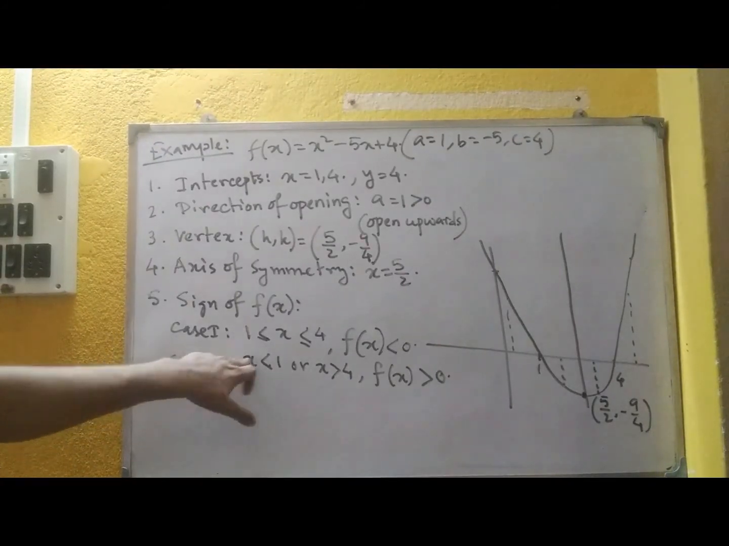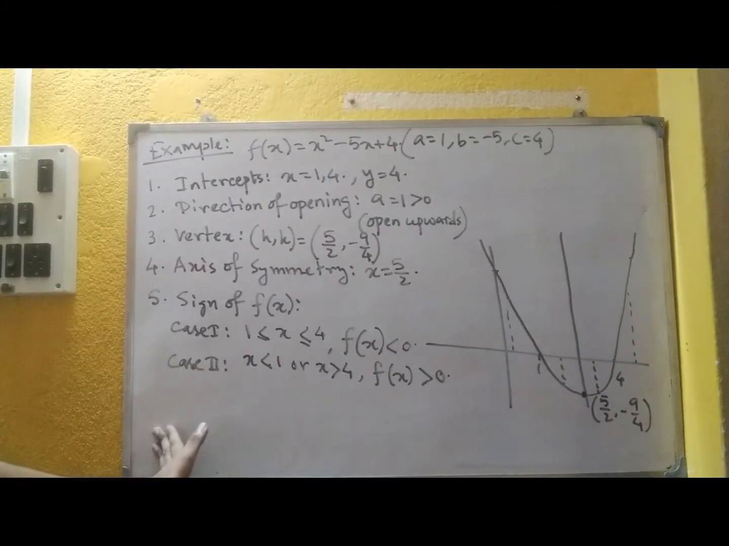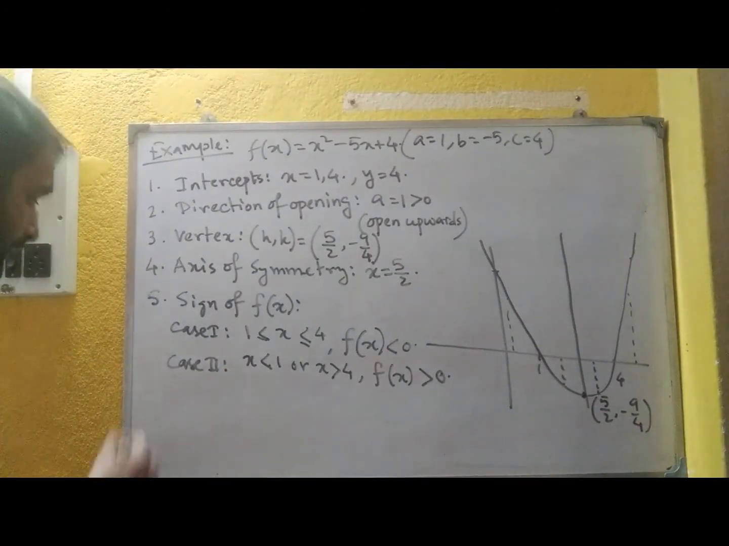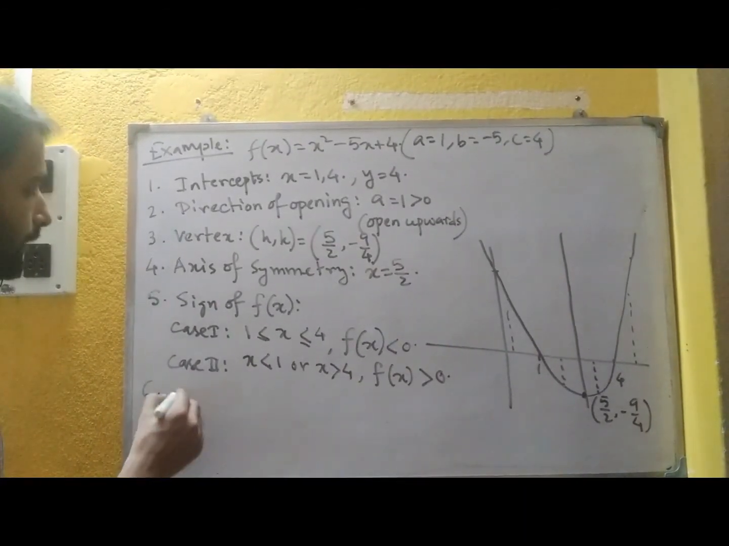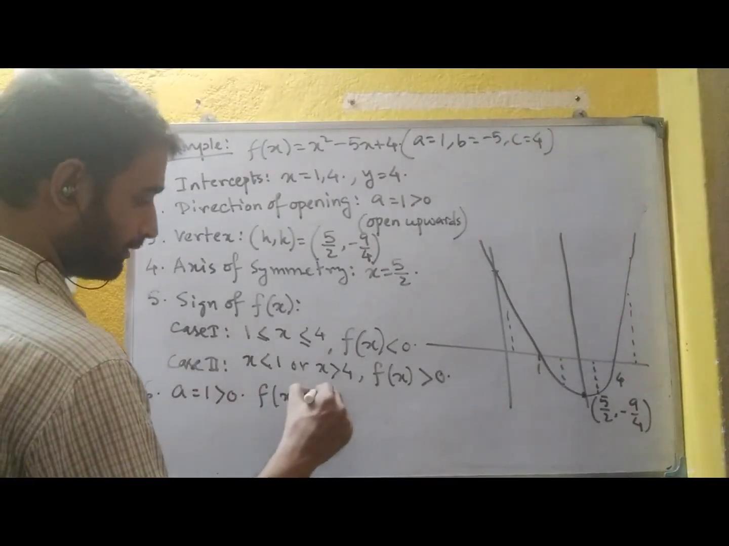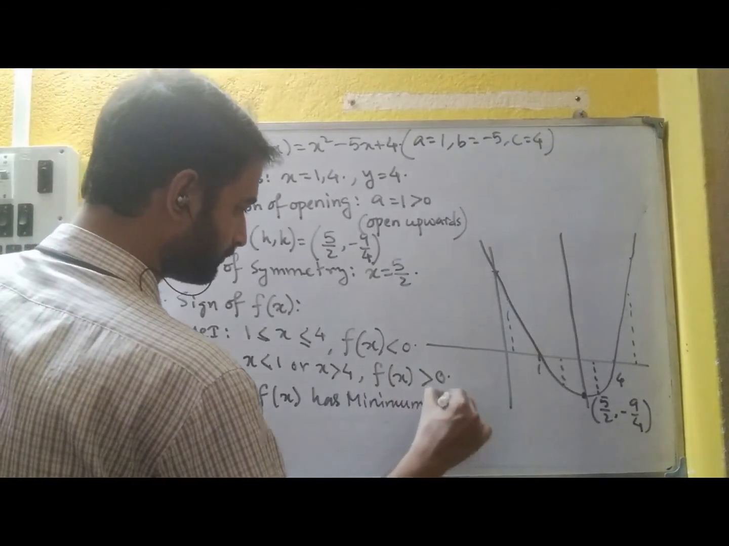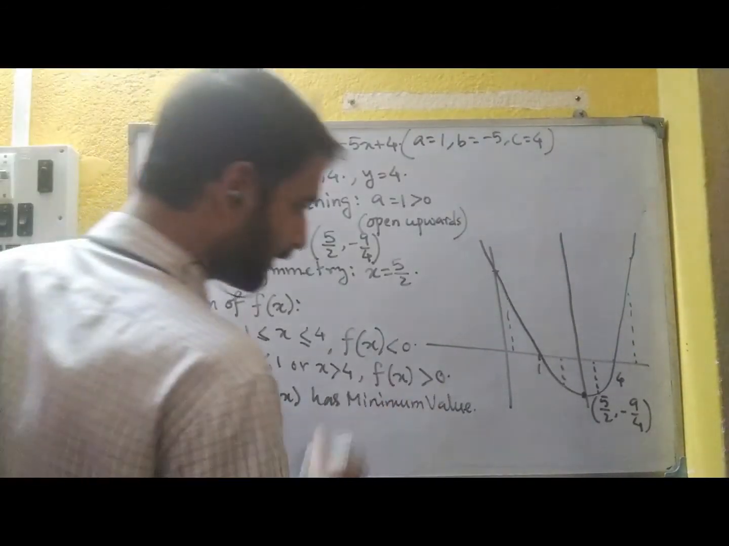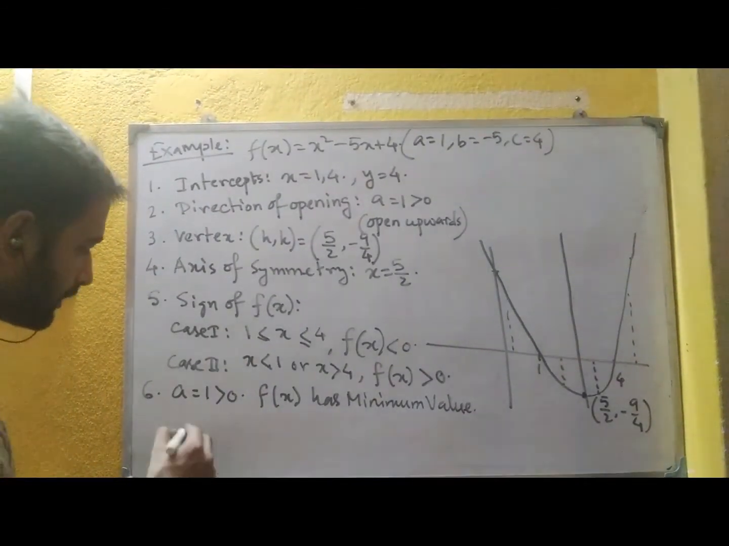So the sign of the expression is given like this. If it is between the roots 1 and 4, then the sign is negative. If it is outside the roots, meaning it is on the left side of 1 or on the right side of 4, the expression is having a positive sign. And the final thing, number 6, is the maximum or minimum value. Here you can see that the value of a is positive.